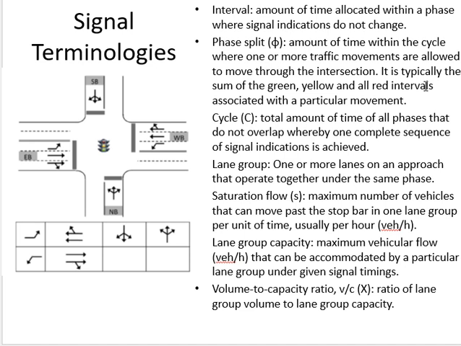So in one phase, we have three intervals. We have green, we have yellow, and we have all red. All red means all directions have what? Red. So why are we saying it is part of the phase? Well, everybody has red.